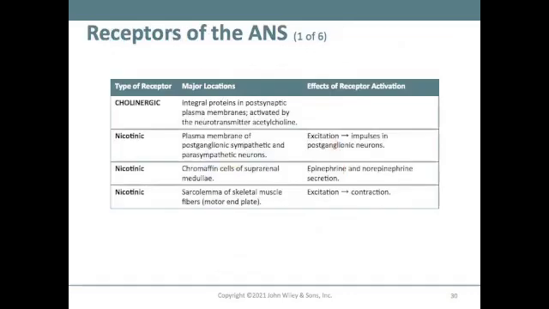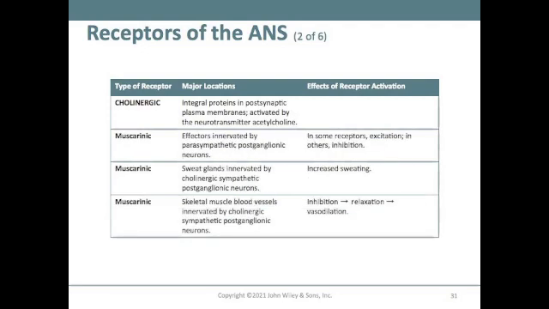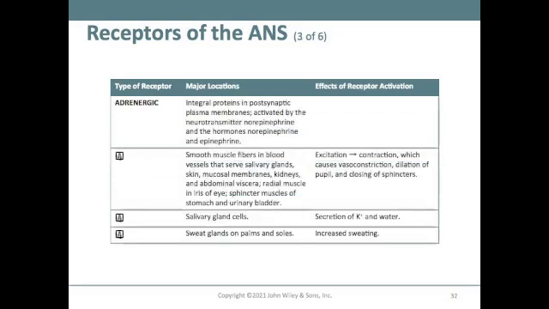So here are the receptors of the ANS, found on page 559, table 15.2. We already talked about some of these, and you can see their major locations here and then the effects of the receptor activation. Here's exactly what I was talking about with these nicotinic receptors. When you smoke, the nicotine excites these nerve impulses, it stimulates you, it gives you energy. That's why it becomes so addictive.